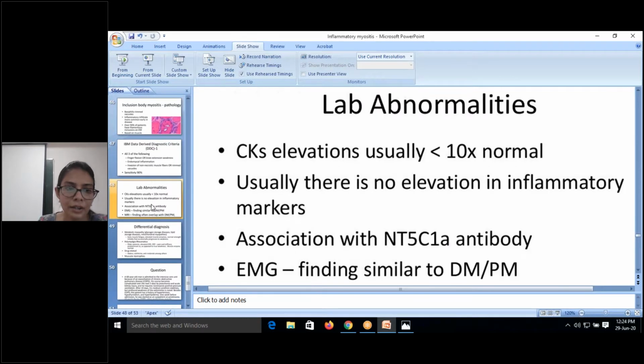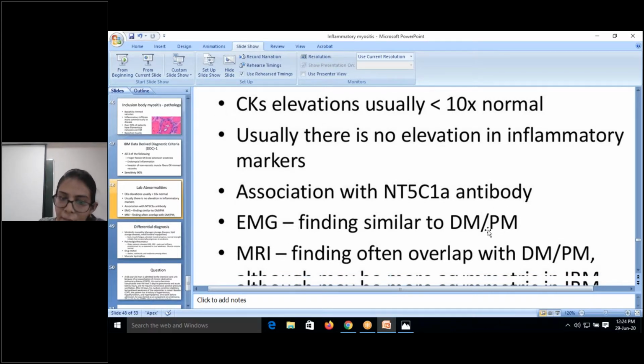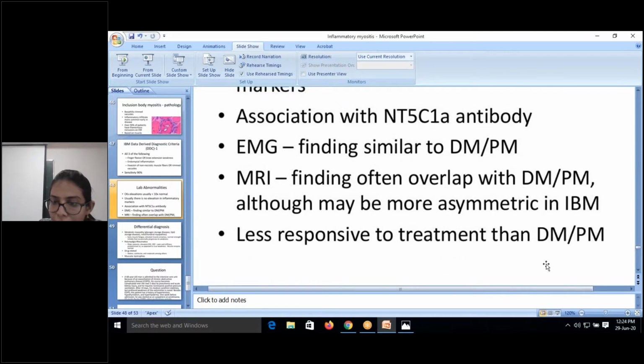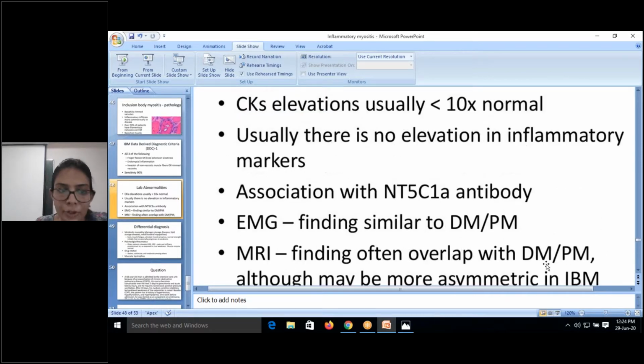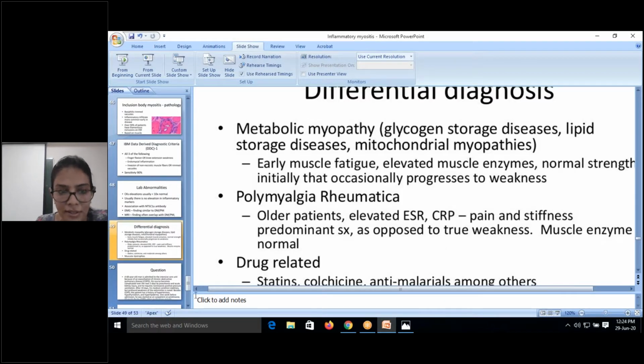And then lab abnormalities. Usually CK is elevated less than 10 times. Usually there is no elevation in the inflammatory markers. Only creatine kinase elevation you see, and it is associated with NT5C1A antibody. EMG is similar to that of polymyositis, not dermatomyositis. MRI can show similar features of inflammation as in dermatomyositis or polymyositis, and it is not responsive to treatment. When you have inclusion body myositis in an elderly male, think that it is not a good prognostic sign.